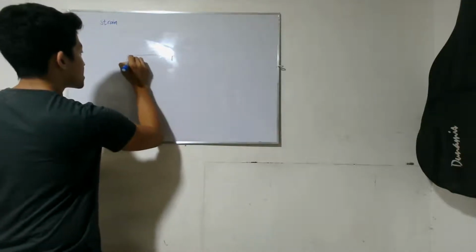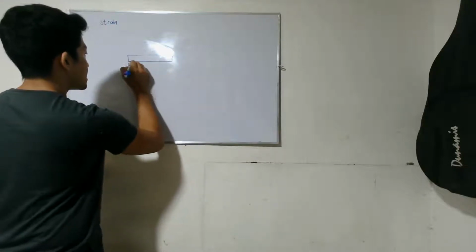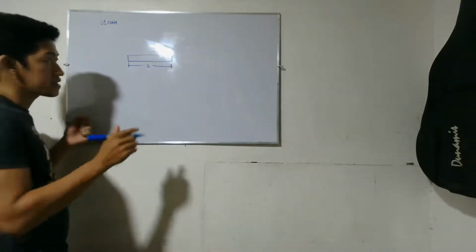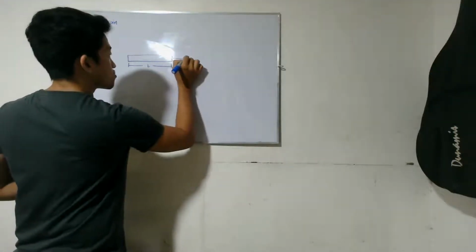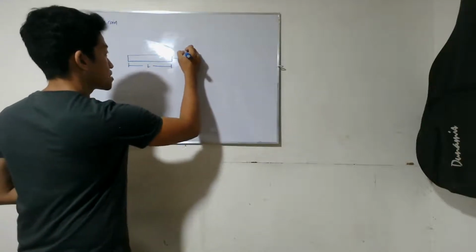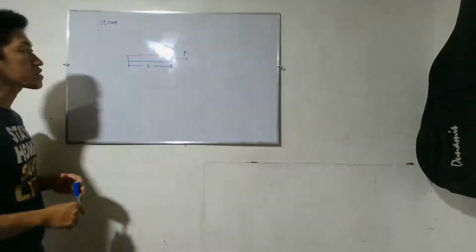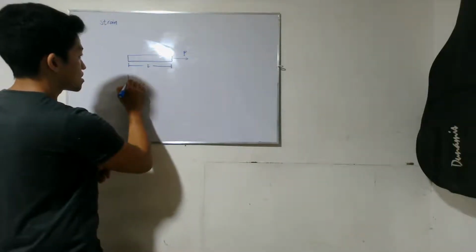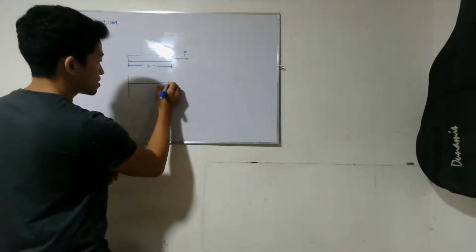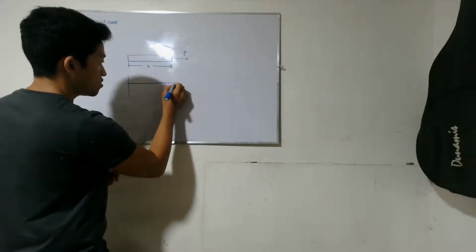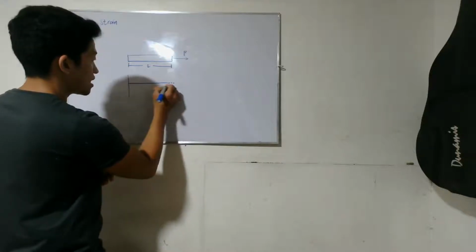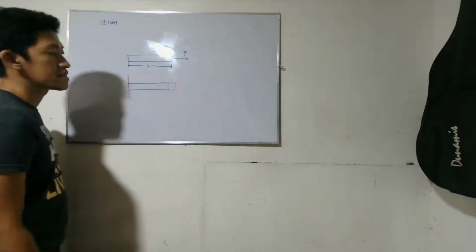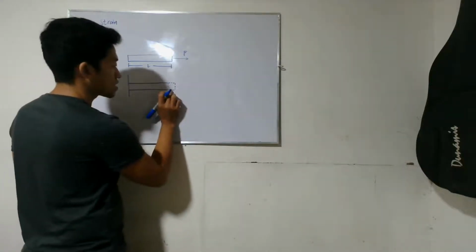Okay, so say for example, you have this bar of length L. Okay? And then you pull this bar with the force F going to the right. So what will happen is later on, it will elongate. Okay, mo elongate na siya.